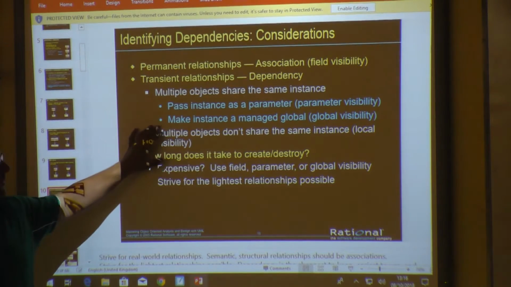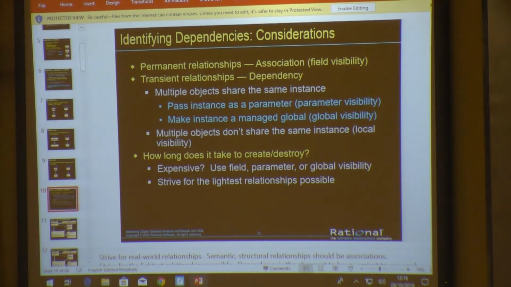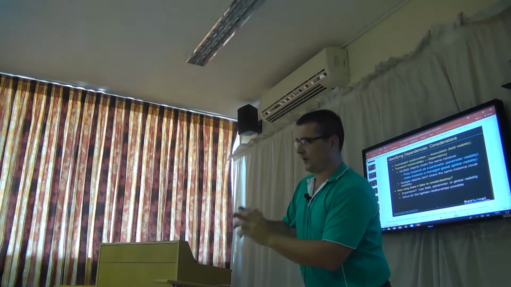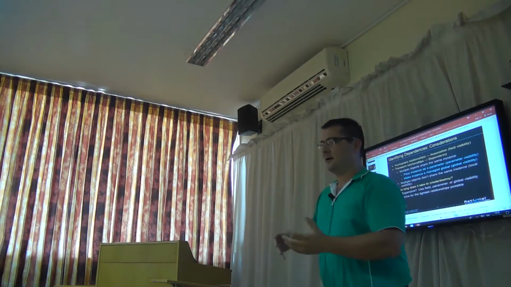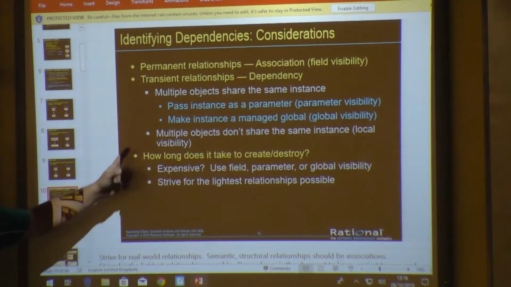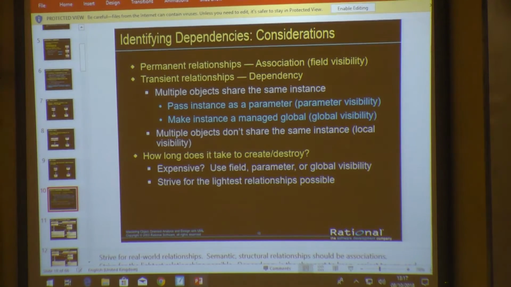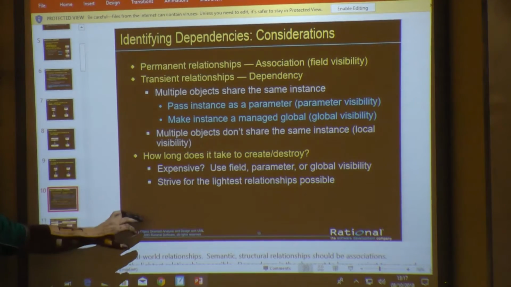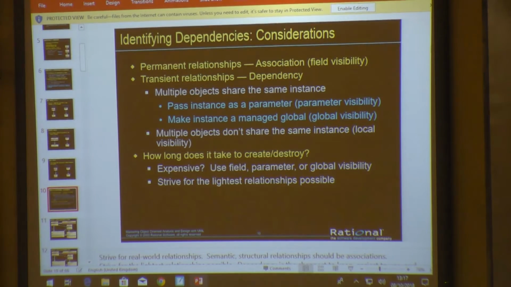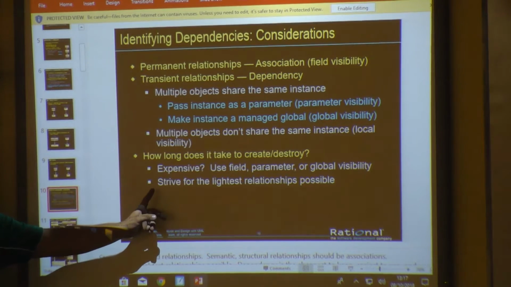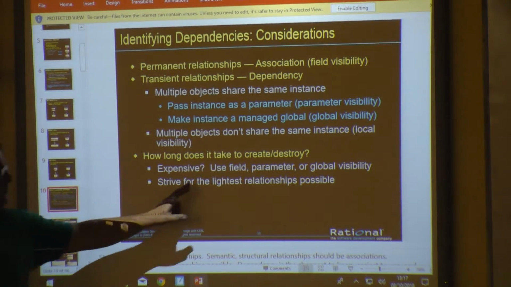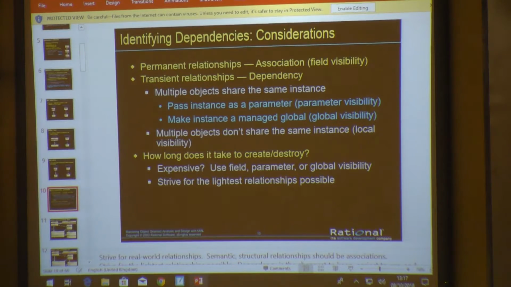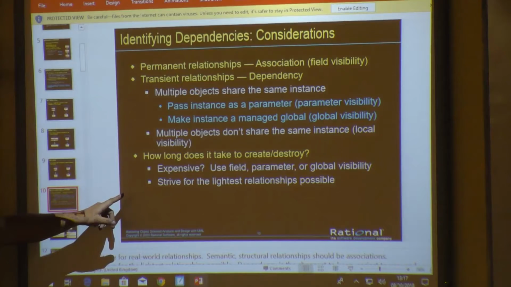If I make an instance a managed global class or managed global operation, then I'm creating a global dependency. Okay, so if multiple objects don't share the same instance, it is only local visibility. Things that we also might need to consider are how long it takes to create it and then also to destroy it. Is it going to take long, thereby meaning expensive? Do we use fields or parameters or global visibility? Now we need to look for the one with the lightest relationships.